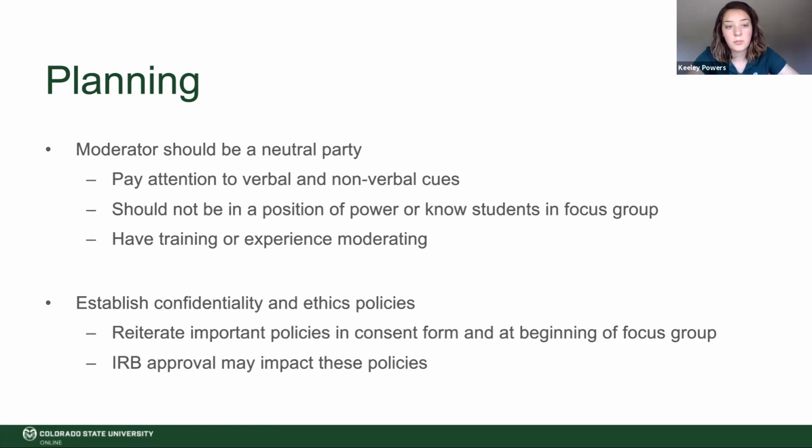So the moderator plays an important role in setting the mood for the whole focus group. The moderator should hopefully be as neutral of a figure as possible, not be in a position of power over the students, or hopefully not know any of the students in the focus group.